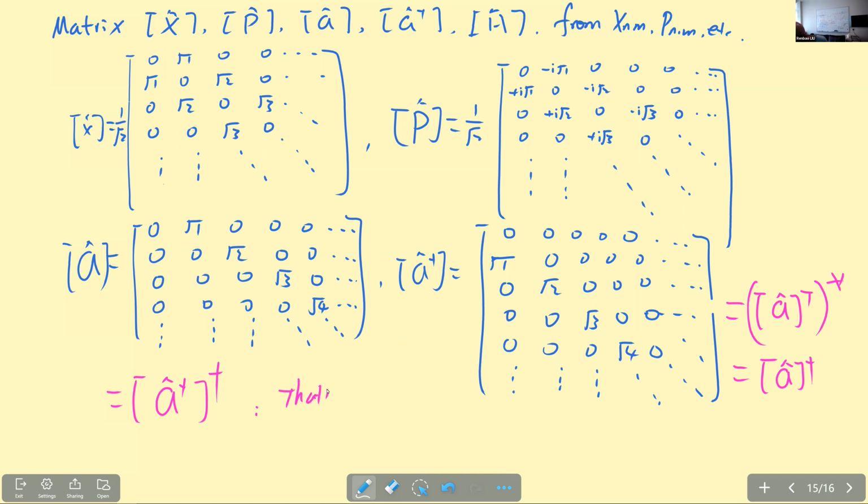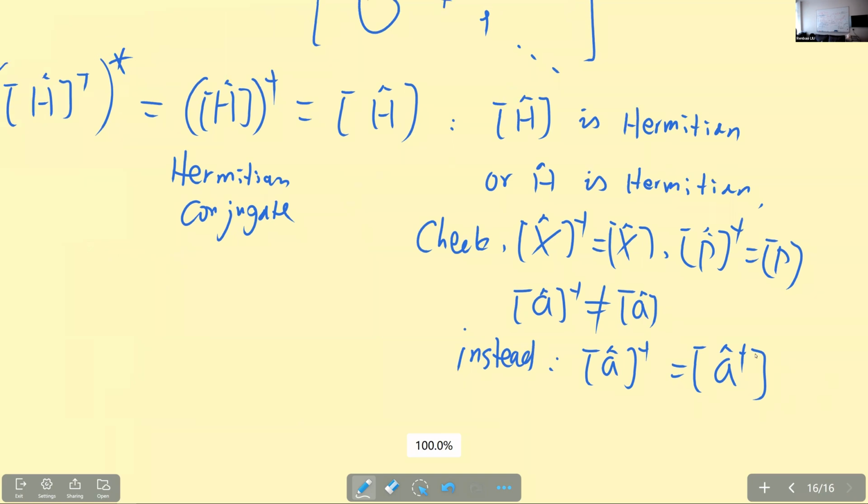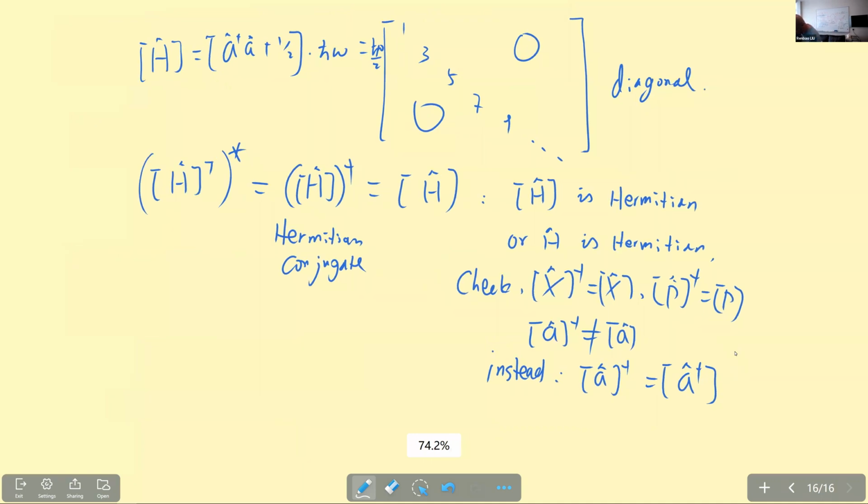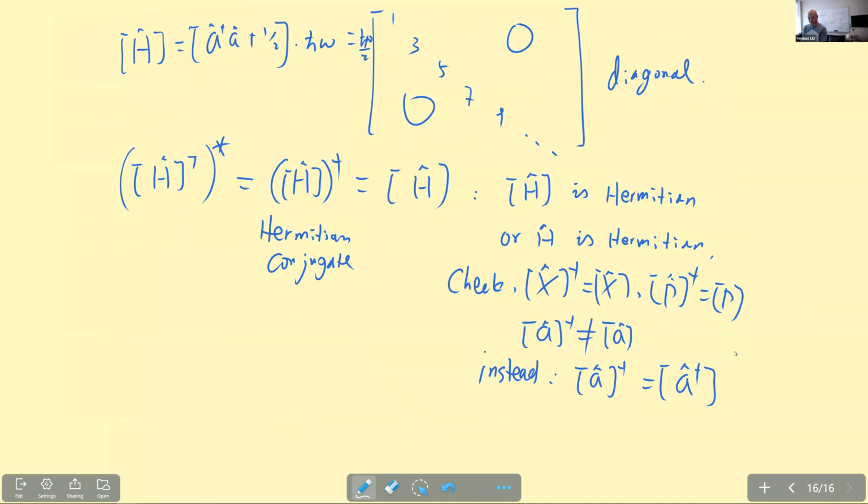So that's the a dagger raising operator. Finally we have a better understanding of these operators. There are a lot of other interesting properties, and I encourage you to play as much as you can with these operators and read the lecture notes, to get more familiar with this.